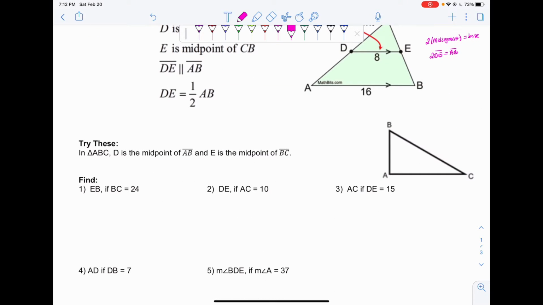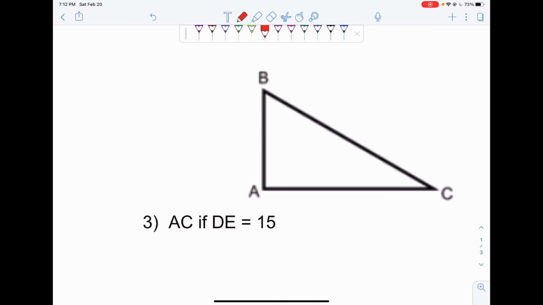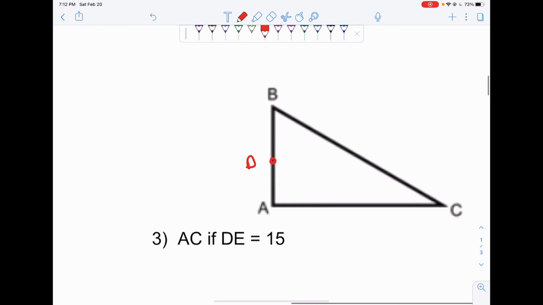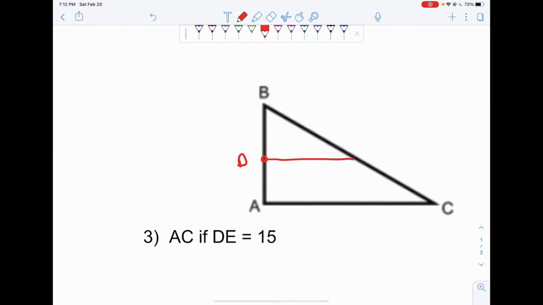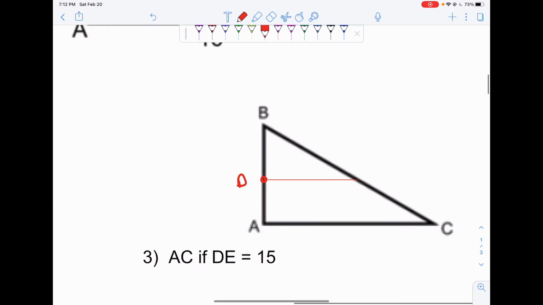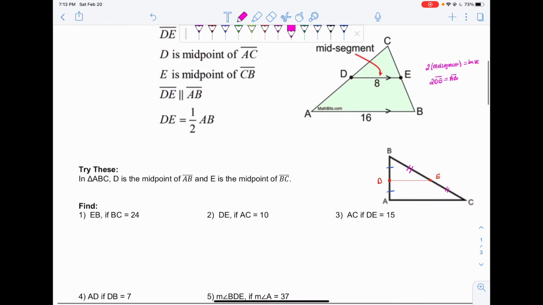So, the try these. In triangle ABC, D is the midpoint of AB, and E is the midpoint of BC. So we're going to put a nice midpoint on AB. We're going to put a D right here. And then we're going to put E on BC, and try to make it halfway. That's actually not that bad, I'm not going to lie. That's pretty good. We know this segment is congruent to this segment. We know this segment is congruent to this segment. And we know these two segments are congruent to each other as well, just by that statement of midpoint.